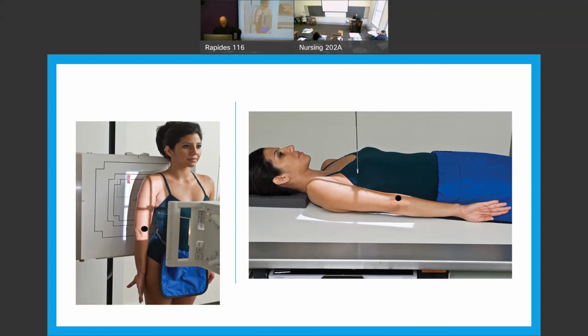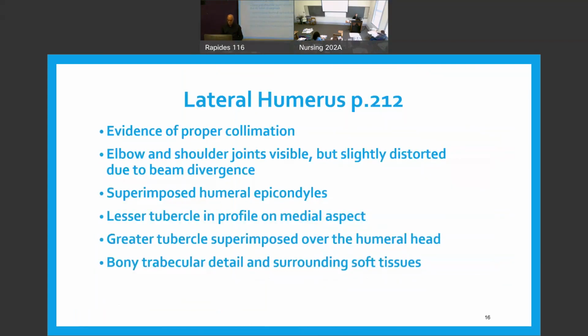All right. Any questions on the lateral projection? It can be done either AP or PA. Lateral medial, medial lateral. That's your projections. AP recumbent is on page 213. There's nothing different here. Let's look at your evaluation criteria. This is on page 212.